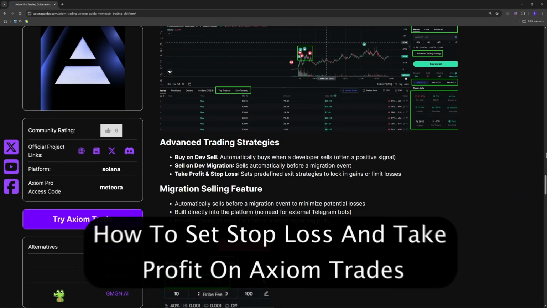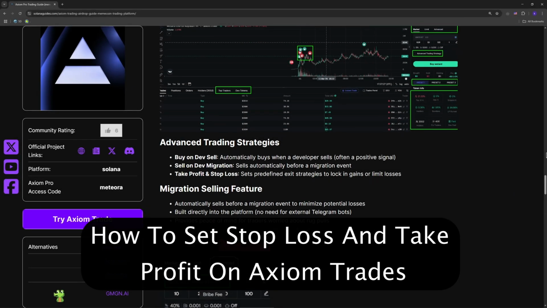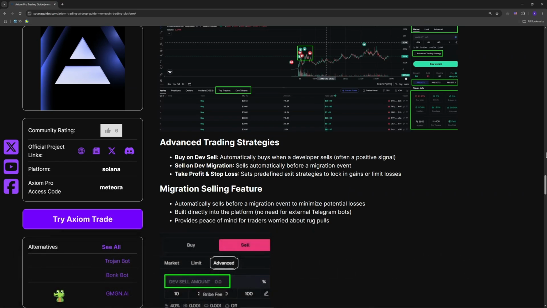Today I'm showing you how to set stop loss and take profit on Axiom Trade, a must-know for managing risk and locking in gains on this Solana trading platform. Guys, first of course, head to axiom.trade and sign in with your account and wallet, Phantom, Nova, whatever you've got linked. Get to the dashboard, that's where your trading action starts.